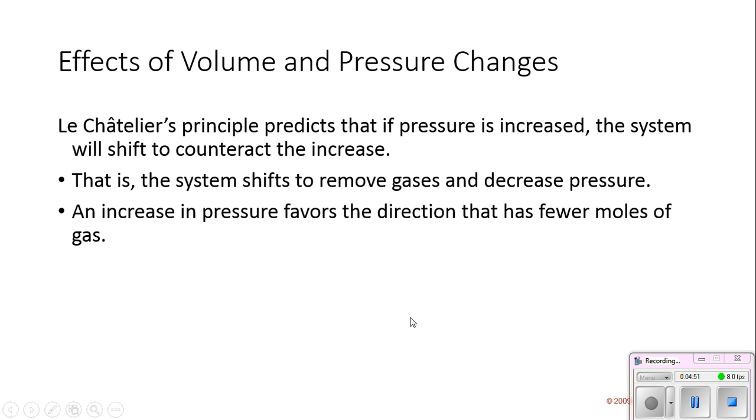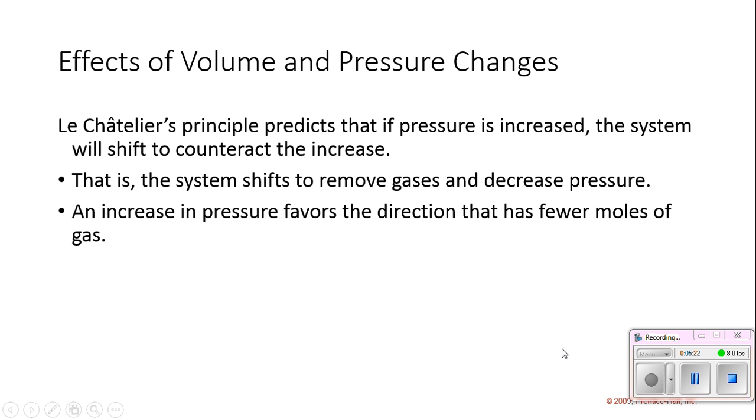So, effects of volume and pressure changes. Le Chatelier's principle predicts that if pressure is increased, the system will shift to counteract the increase. That is, the system shifts to remove gases and decreases the pressure. So a system is going to attempt to be under the least amount of pressure possible. An increase in pressure favors the direction that has fewer moles of gas.